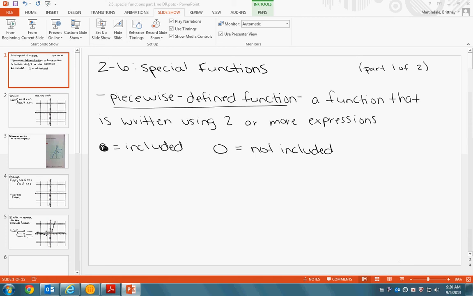We're going to start part 1 of 2 of 2-6 special functions. Special functions can get a little bit confusing, so I would really like to break it up into 2 days like this. So the first thing we need to talk about is piecewise defined function.